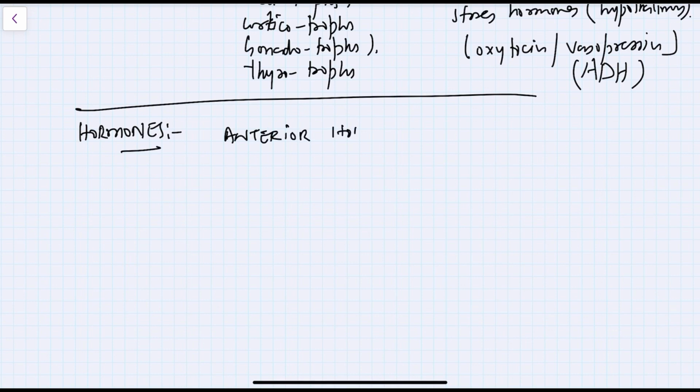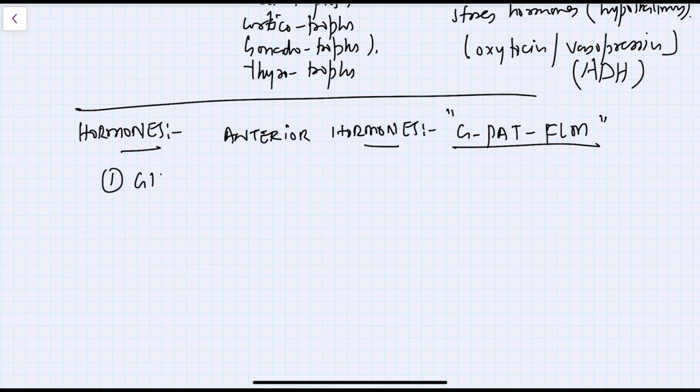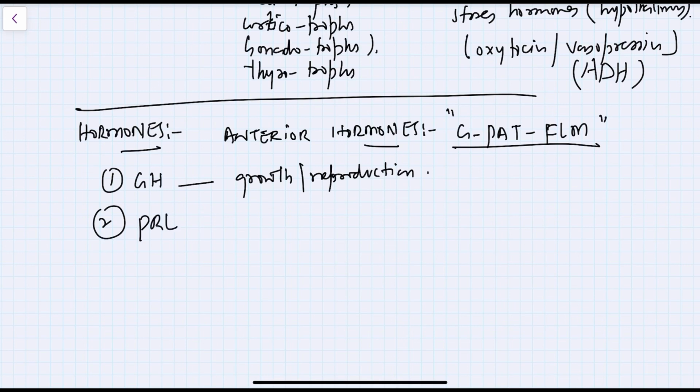Anterior hormones. In order to remember all the anterior hormones, you need to remember a mnemonic, GPAT FLM. These are all the hormones secreted from the anterior part of the pituitary gland. The G stands for growth hormone, the first hormone. As you know, growth hormone stimulates growth and cell reproduction. And then we have the hormone that starts with a P, which is prolactin, or PRL.